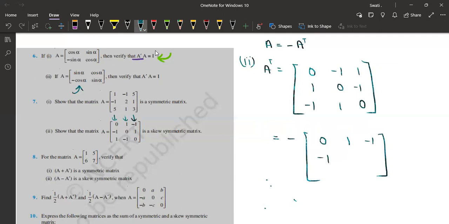Here again, -1, 0, no sign. Here minus is outside, so only 1. Here minus is outside, so only 1. Here +1, so I have to write on -1 and 0 as it is.